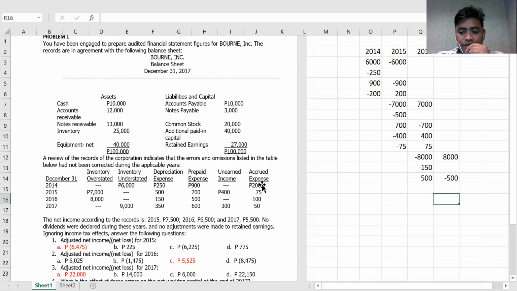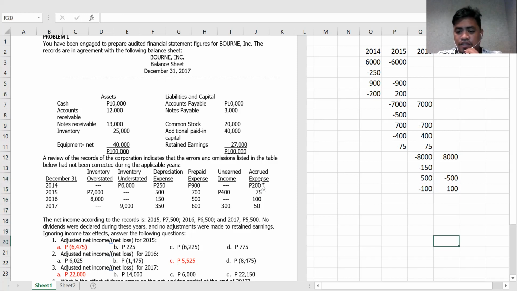Okay, and then accrued expense. The understatement of your accrued expense is 100. Then, since it is counterbalancing, it has an effect on net income.